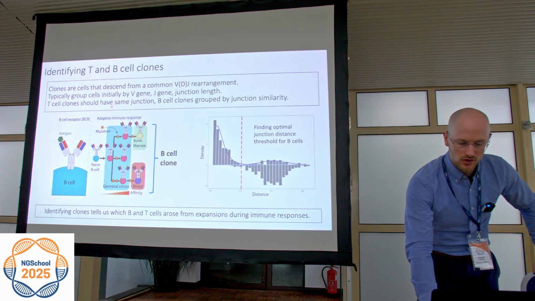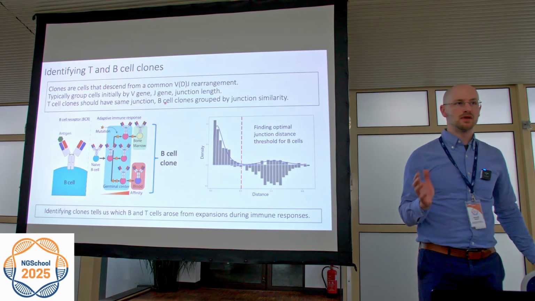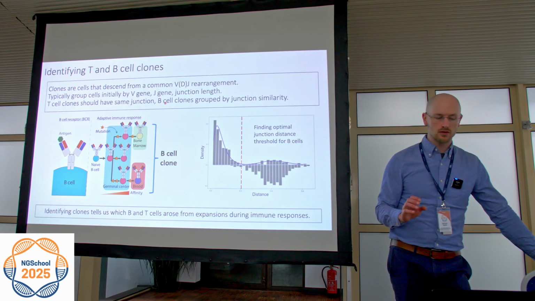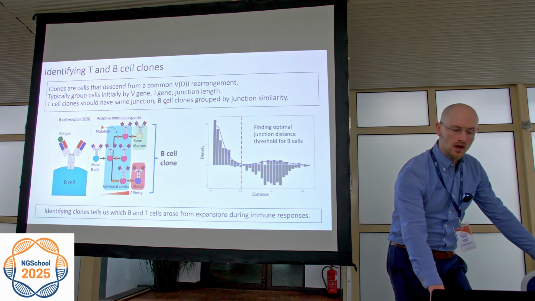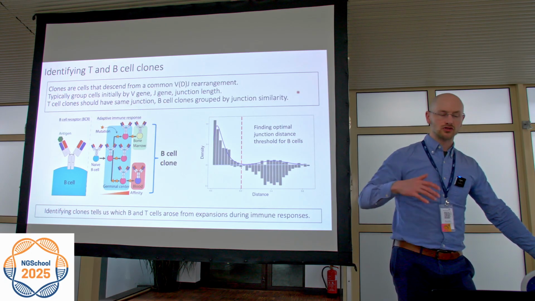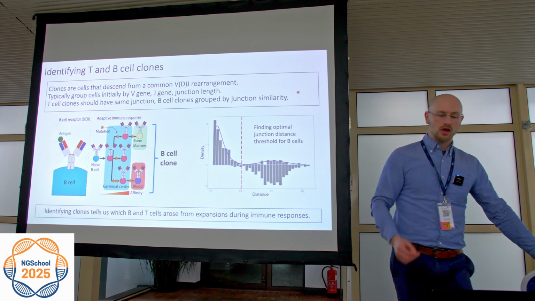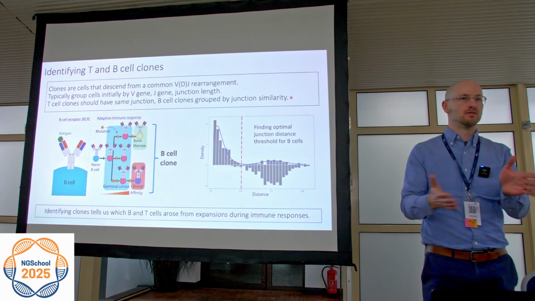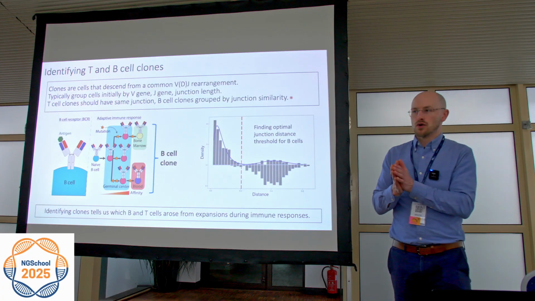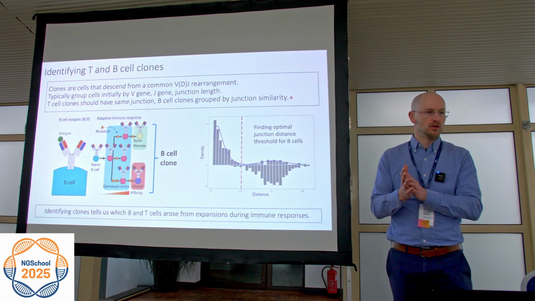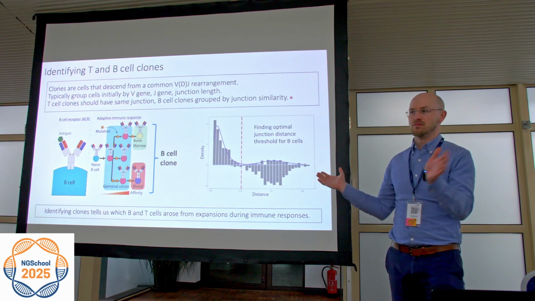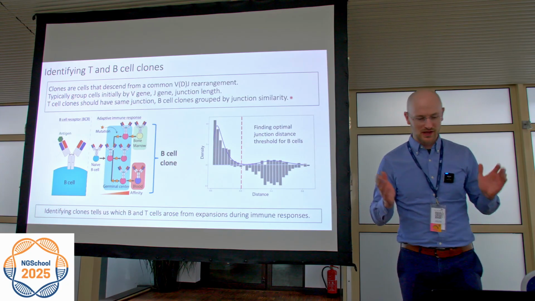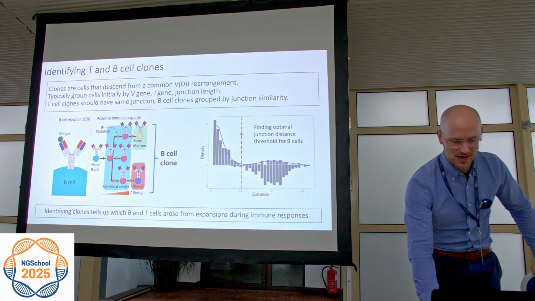T cells should have the same junction, maybe a little bit of diversity due to sequencing error. But B cells are allowed to have junctions that are different. So for that, we group B cells by junction similarity. And this, of course, creates a classic problem in bioinformatics, which is how big of a difference is enough? And there are many answers to that.